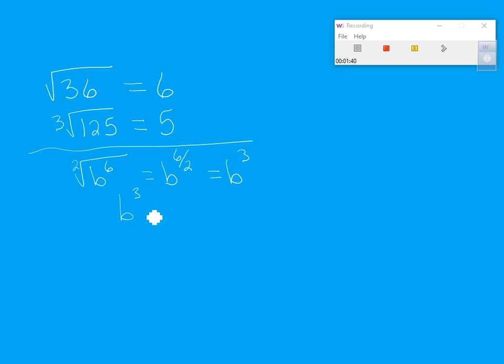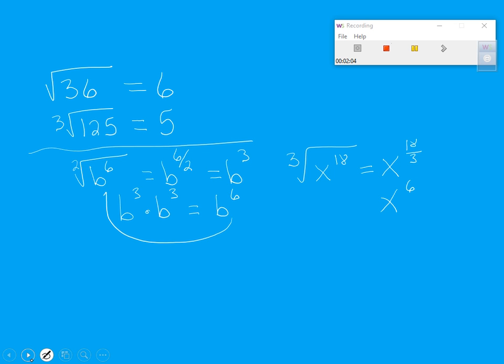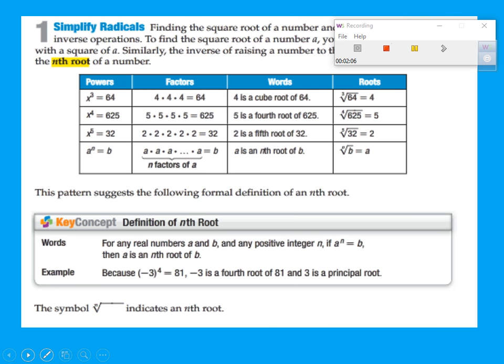If I take b cubed times b cubed, when you multiply, you know our rule is to add the powers. This becomes b to the 6th. So notice that's what I started with. So guys, if you see something like the cube root of x to the 18th, that answer is going to be x to the 18 divided by 3, which is x to the 6th. That's going to show up here in a little bit, but not yet.